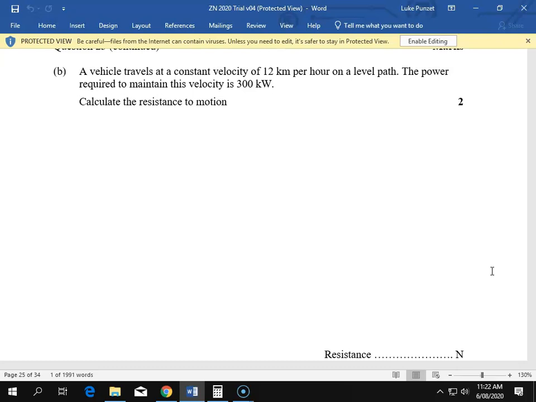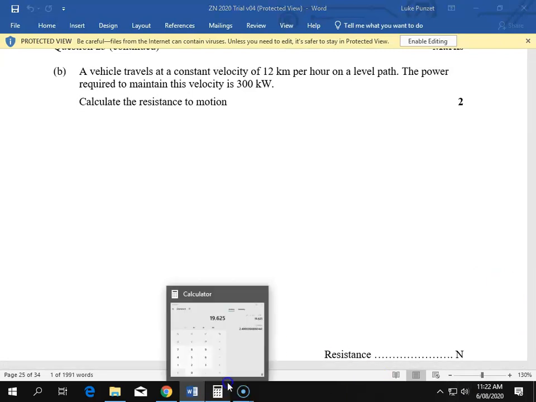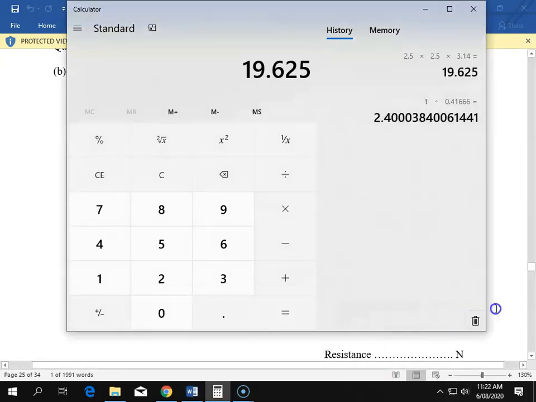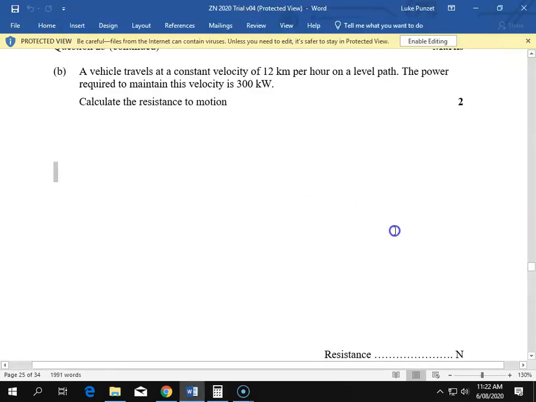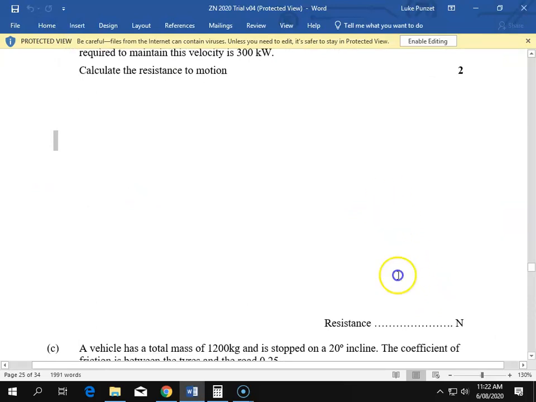Okay, so that should equal, what is it, 300,000 divided by 3.3 repeater. What answer do we get? 3,000 divided by 3.333 equals, okay, I was worried for a second that I'd done the wrong maths. 90,000.